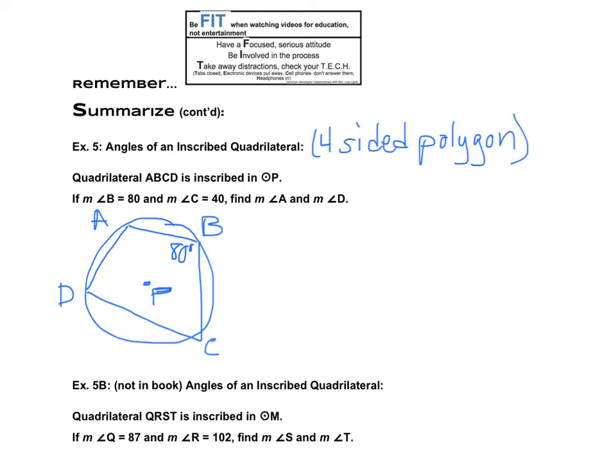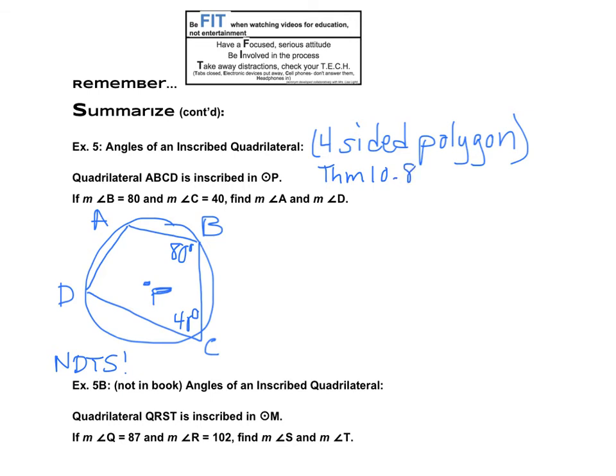And again, you can see this diagram, the way that I've drawn it anyway, is not drawn to scale, so keep that in mind. Go with the angle measures themselves, the number's not what it looks like. And then we're also told the measure of angle C is 40. What we want to do is find the measure of angle A and the measure of angle D.